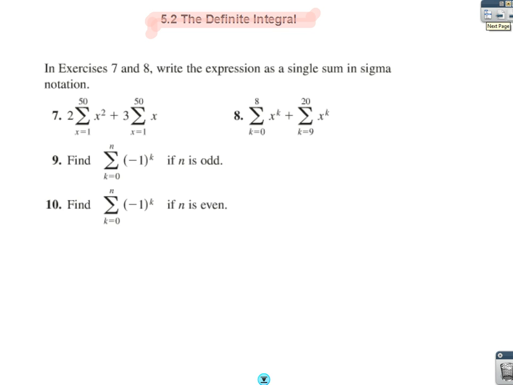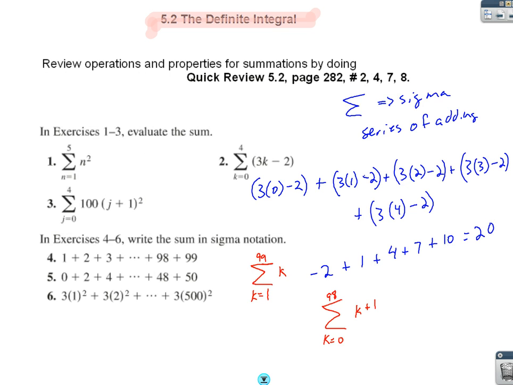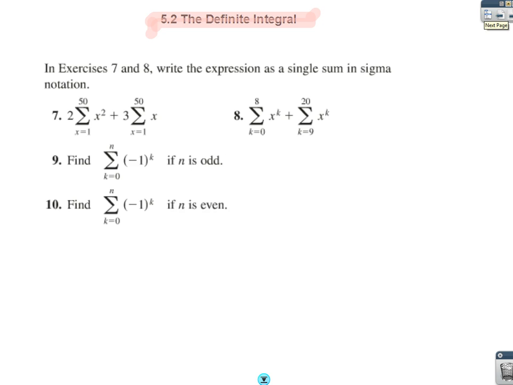In this one, we're going to just do number 7 and number 8. So we're going to talk about some rules for sigma notation. In my rules for sigma notation, what I'm going to notice is that if my limits on my sigma, from x equals 1 to 50, are exactly the same, I can combine my two sigma notations.